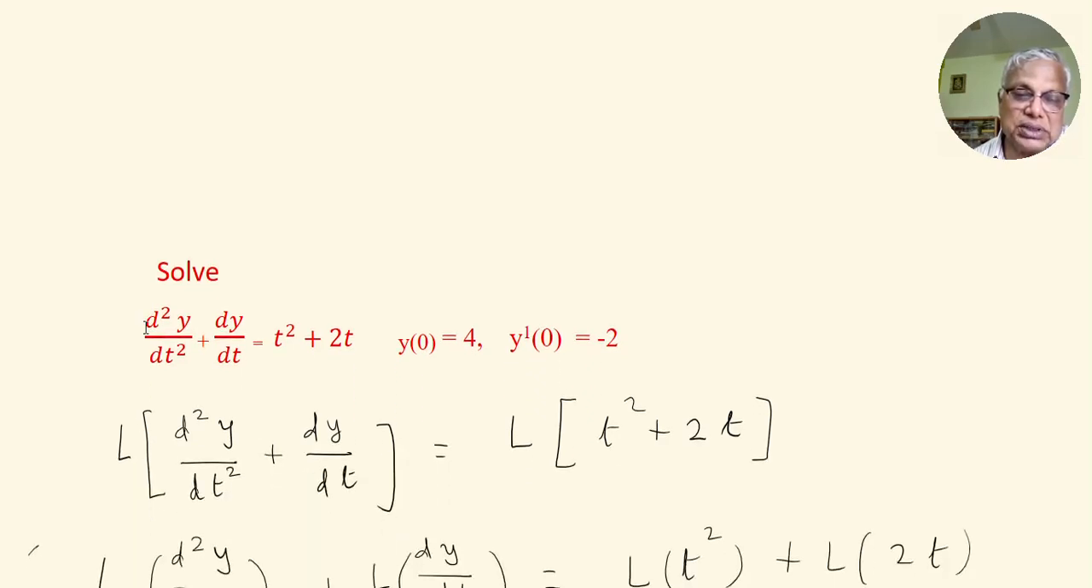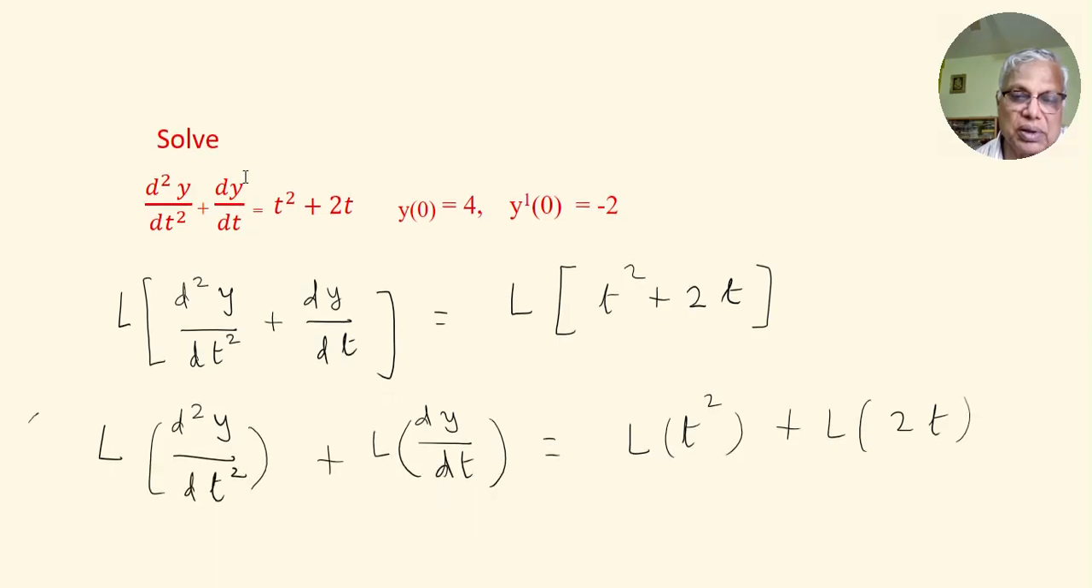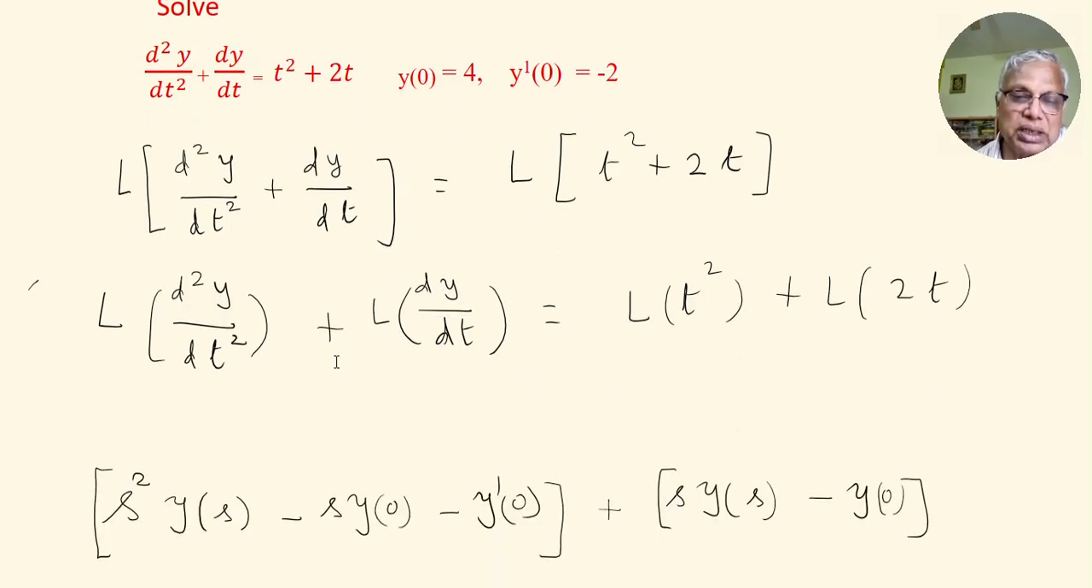Now let us take Laplace transform on both sides. L of the left hand side equal to L of the right hand side. We'll split this into two terms: L of d square y by dt square plus L of dy by dt equal to L of t square plus L of 2t. So I have written the Laplace transform.